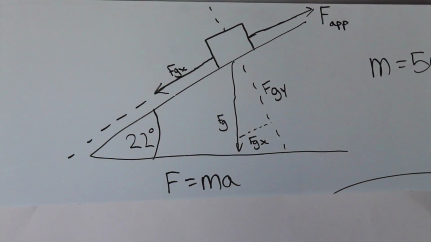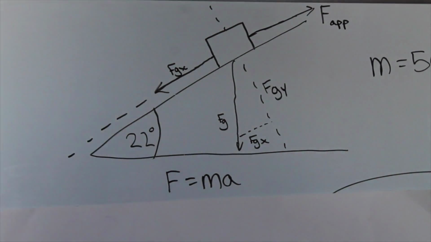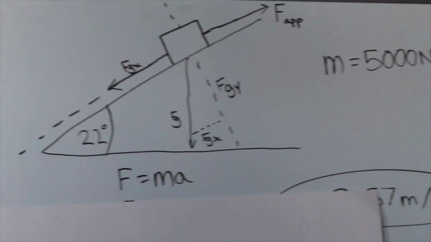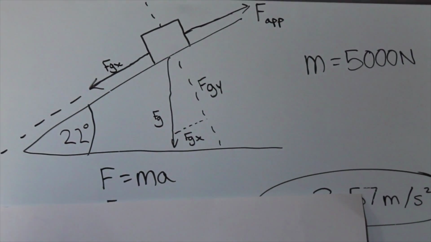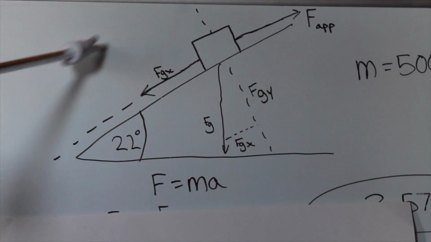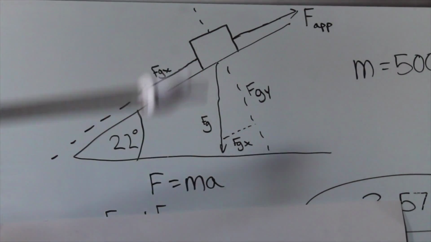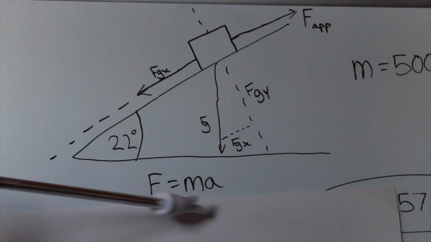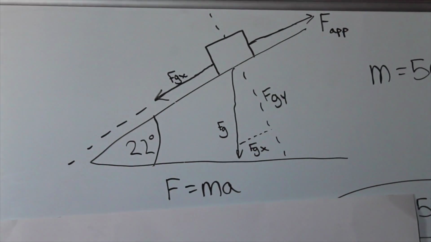This is the inclined plane problem with force applied. So you have your truck, which is represented by this box here. It has a weight of 5,000 newtons. You have 2 forces acting on it, which is FGX, gravity pulling it down, and the applied force, trying to slow down the acceleration of the truck. We use the equation F = ma, which is force equals mass times acceleration, to solve this.